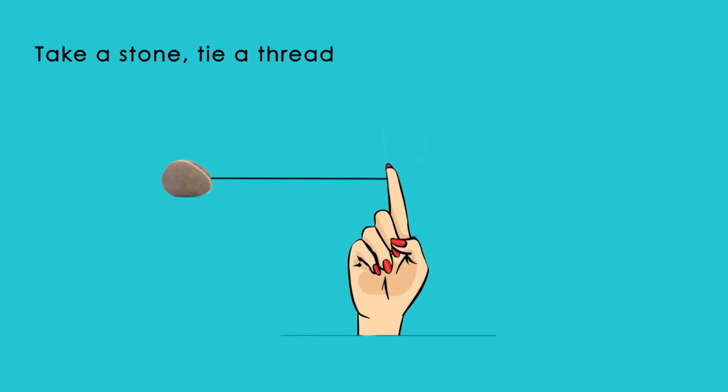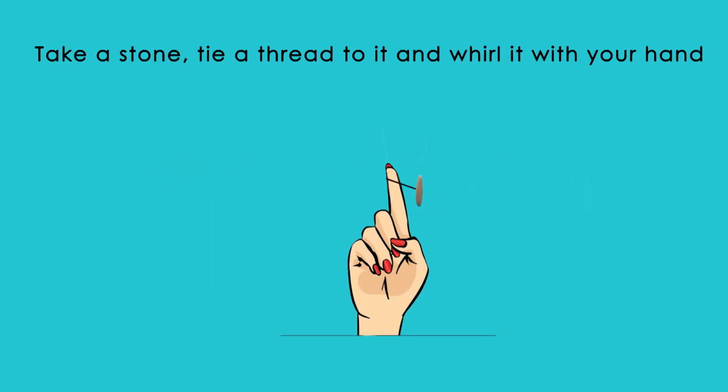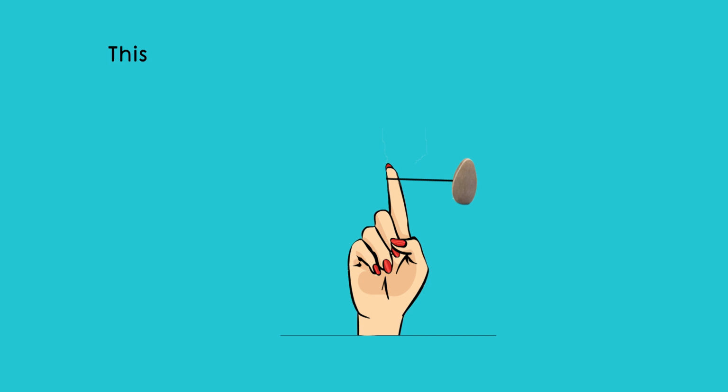Before we learn about the second type of motion, let's do another activity. Take a stone, tie a thread to it and whirl it with your hand. Observe the motion of the stone. We see that the stone moves along a circular path. In this motion, the distance of the stone from your hand remains the same. This type of motion is called circular motion.